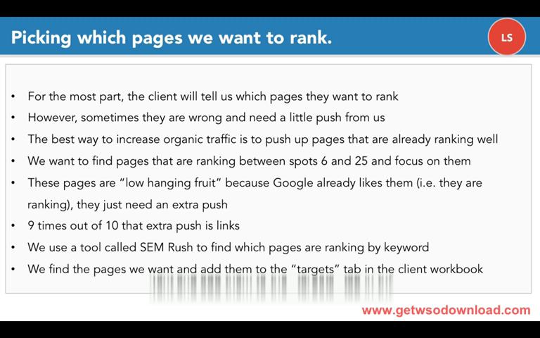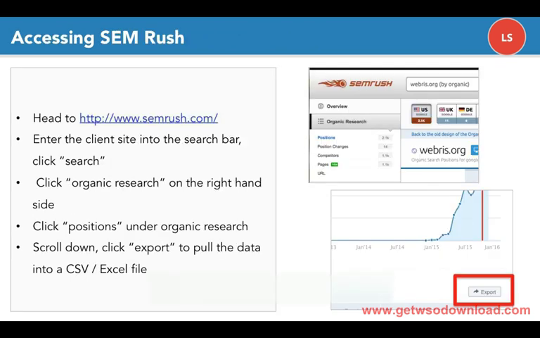So what I like to do is use a tool called SEMrush to find which pages are ranking by keyword. We find the pages that we want and then we add them to the targets tab in the client workbook. So I'm going to show you exactly how to do this, first in this PowerPoint, and then I'm going to actually show you in SEMrush.